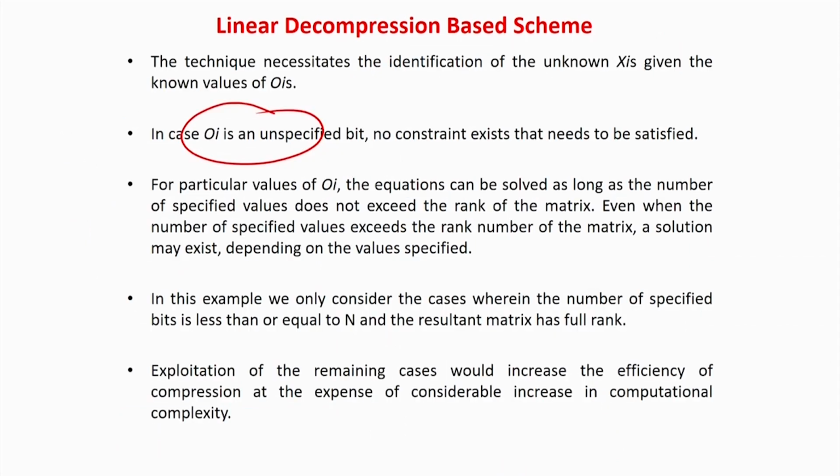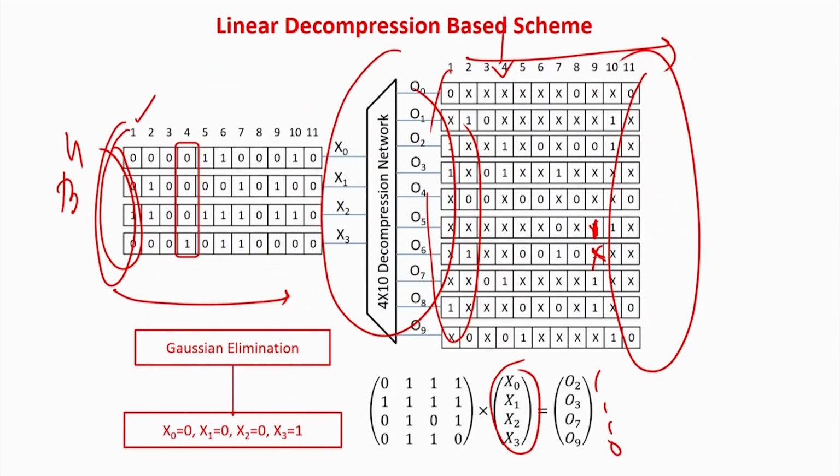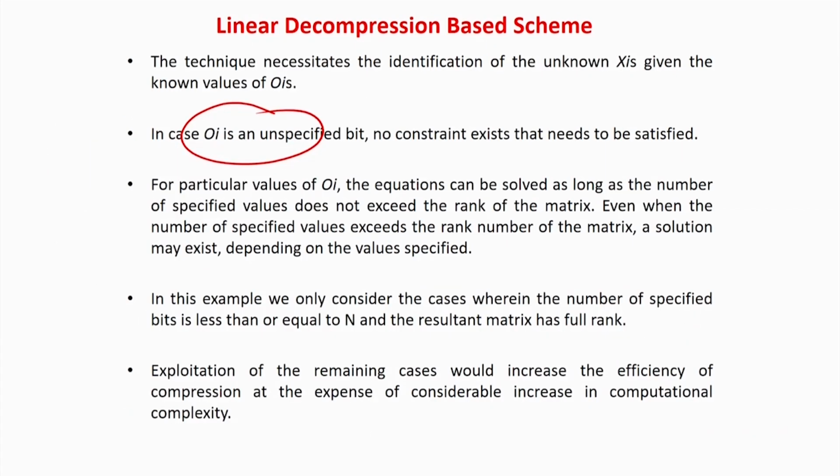But this is not very optimized. So you can even increase the number of specified values. But whether I can still get a solution with 4 inputs may not be guaranteed. That will depend on the outputs, because in that case the number of specified values will be more than the rank of the matrix. In this example we consider only the case where the number of specified bits is less than or equal to n and the matrix has full rank. So basically we have considered the specified bits to be n = 4 only, and the matrix is full rank. So in this case it was satisfiable. But exploration of the remaining cases is a complex problem and we are not dealing with it.